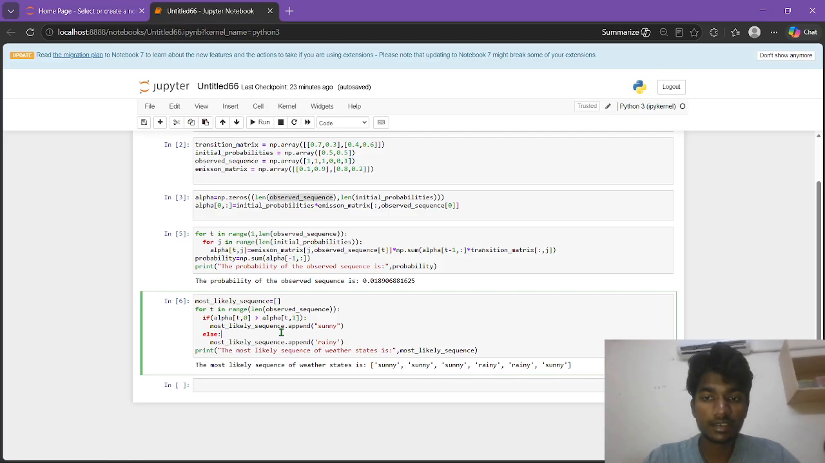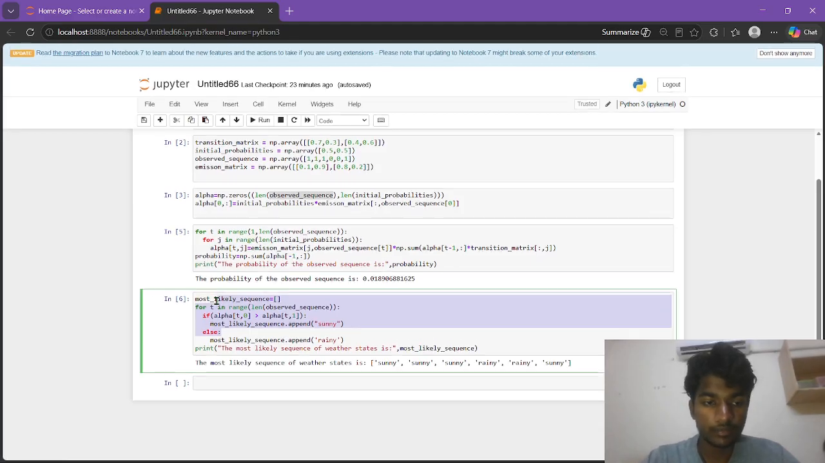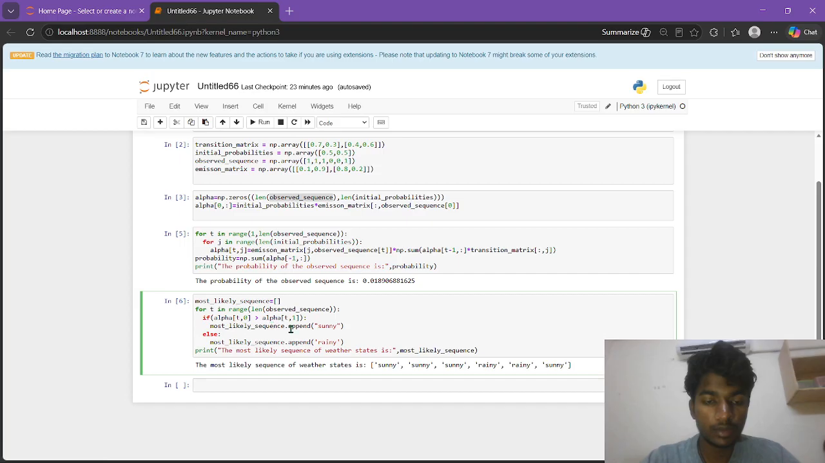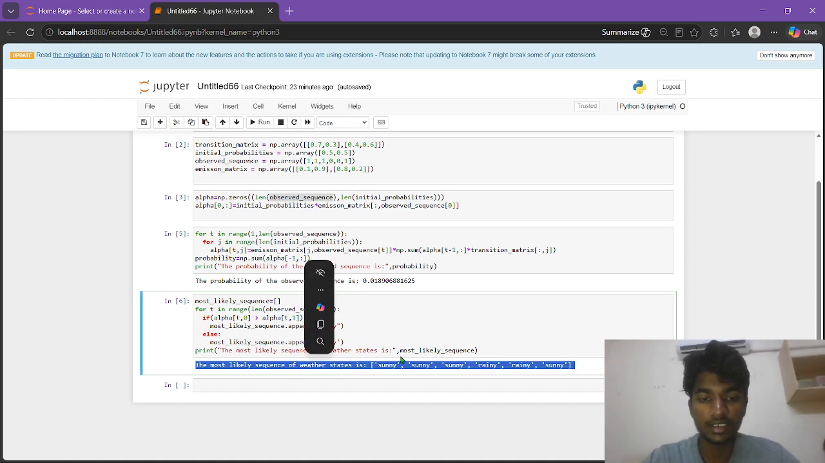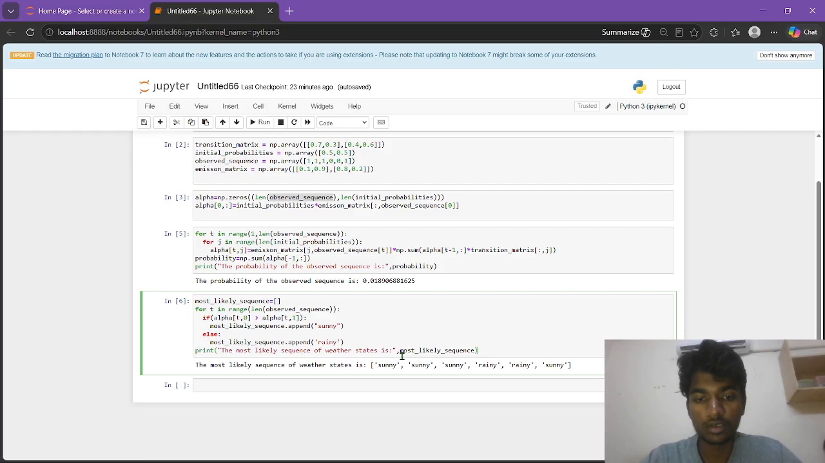This determines the most likely state of each of the states. And finally we'll be calculating the most likely sequence of weather states, which is sunny, sunny, sunny, rainy, rainy and sunny. These are the most likely sequence of weather states for the model. Thank you.